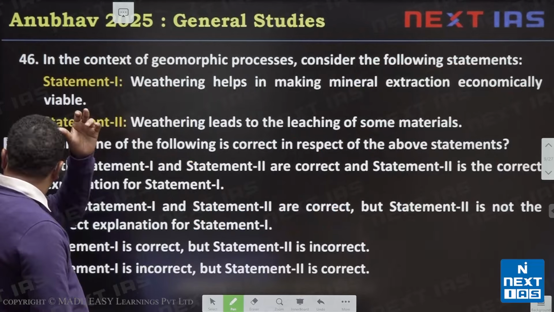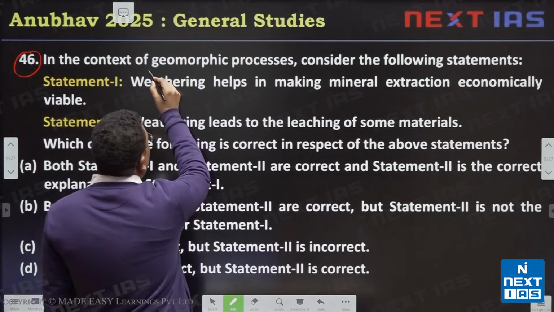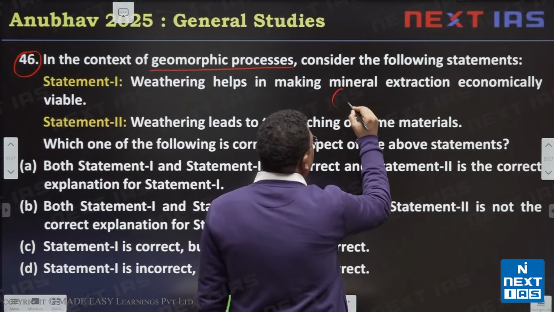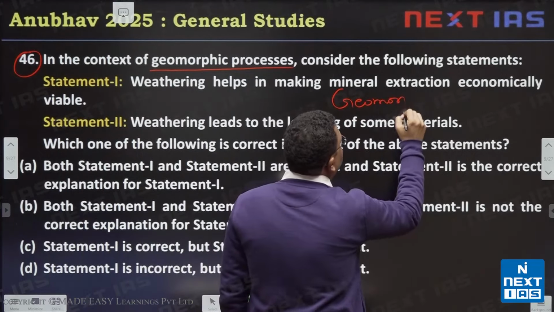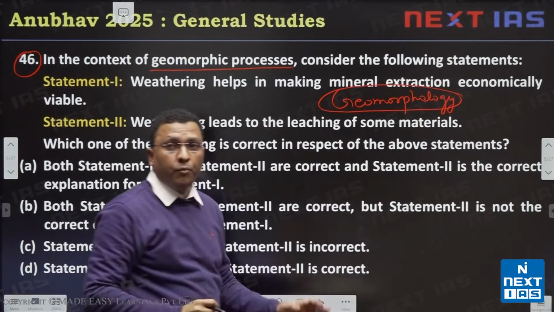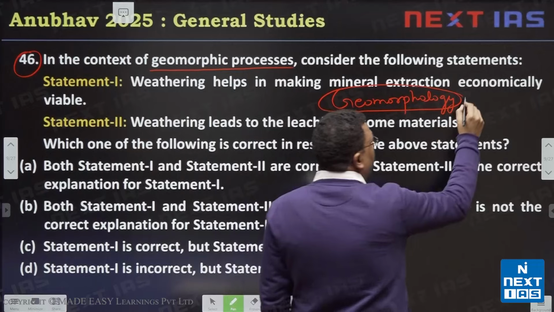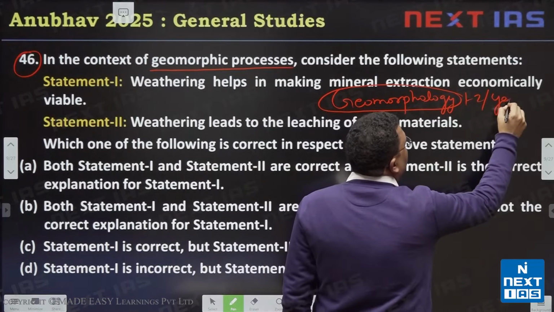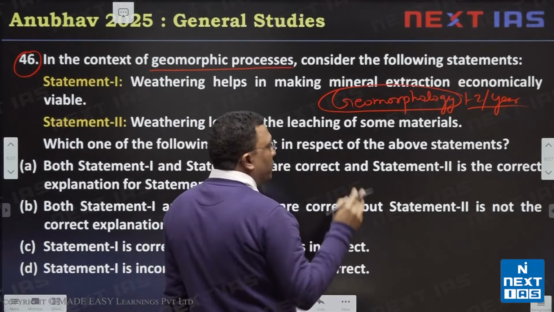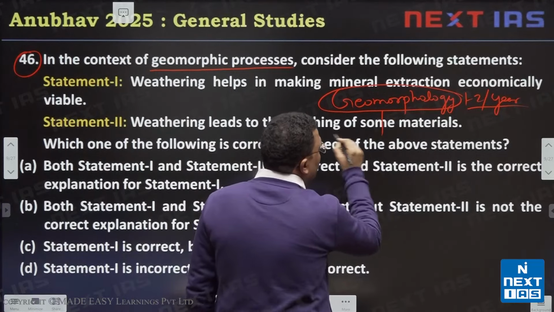Now let's move on to the next question, that is question 46. It says in the context of geomorphic processes, right? So this is basically a question based on geomorphology. This is again a very important topic from prelims exam point of view. If you see, 1 to 2 questions are asked on and off almost every year from this topic, right? And within this topic, if you analyze the previous year trend, right, UPSC has been focusing on 2 areas.